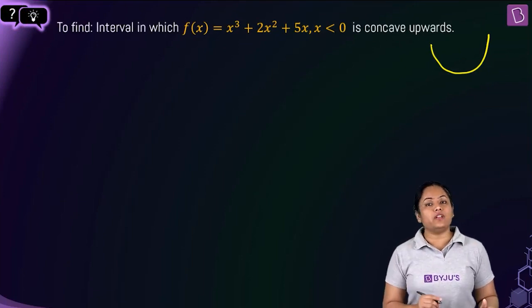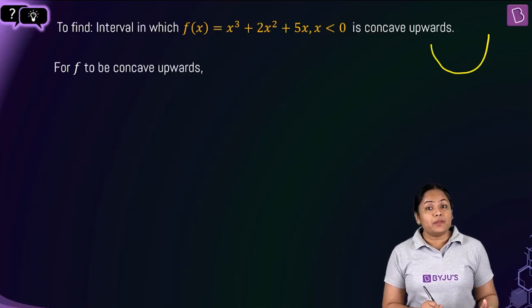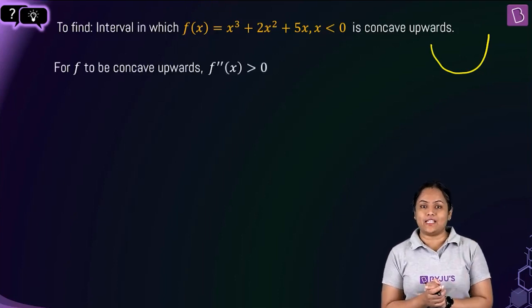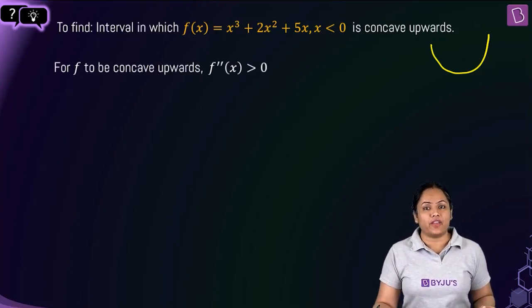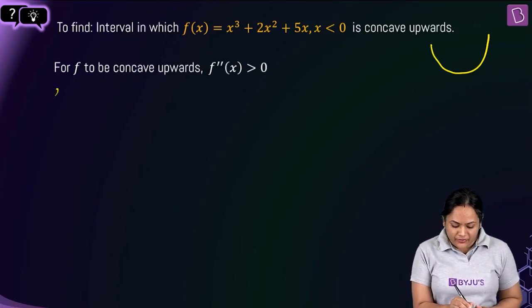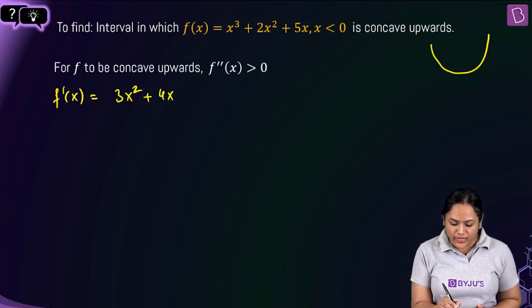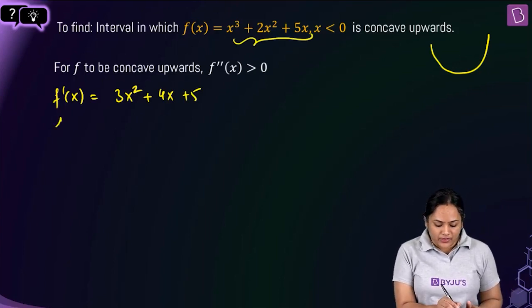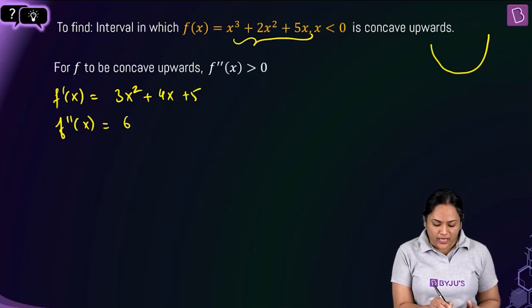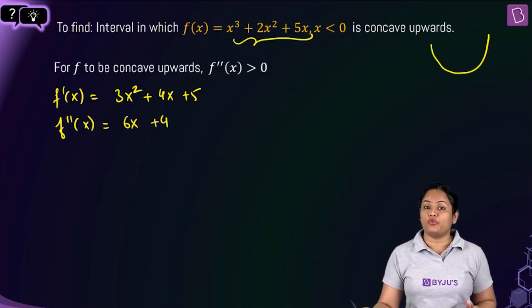And for this we already know that f double dash x should be greater than 0. This much we have learned, right? So we are quickly going to apply that condition and let's find what is the value of x. So when I find its first derivative, my f dash x actually comes out as 3x square plus 4x plus 5. I'm differentiating the function.